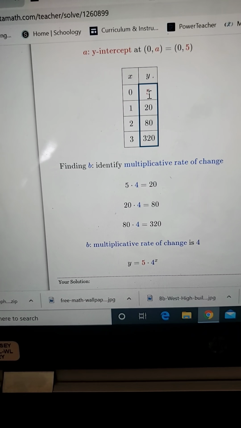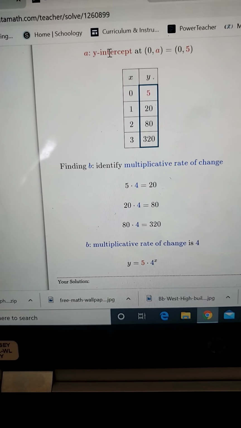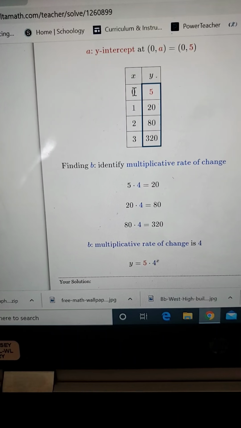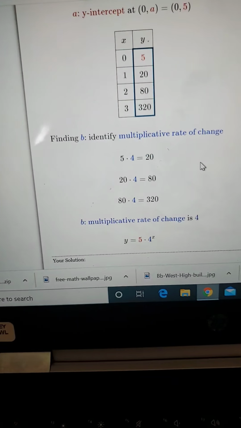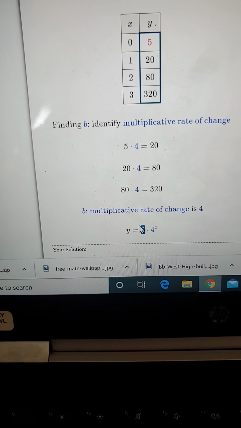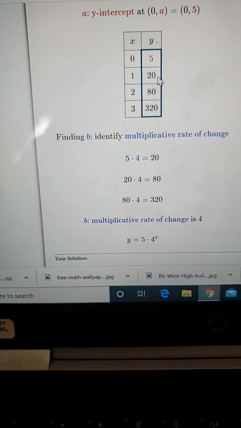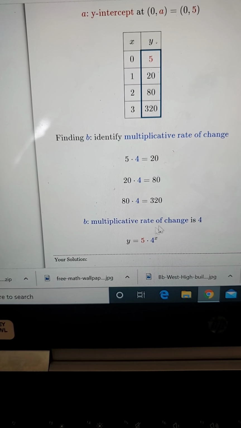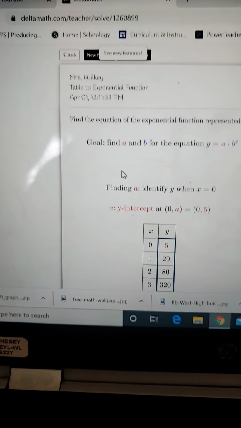Oh, this is a nice way to think about it. So when x is 0, y is 5. So they put that here. See, I like that color coding. That looks good. Okay. All right.